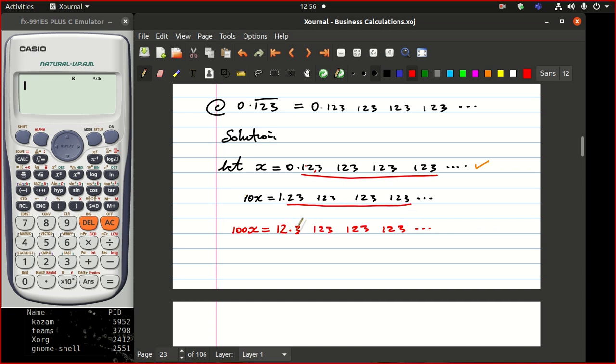But if you look into this number here after the decimal point, it is not the same as this number, so I cannot use this one and that one. At the same time, if you look into this number here after the decimal point, it's not the same as that one, so I cannot use this one and that one.